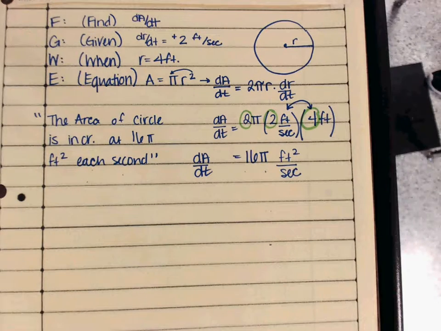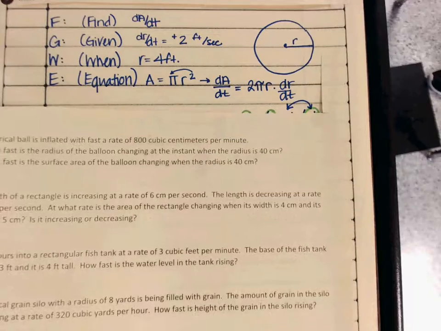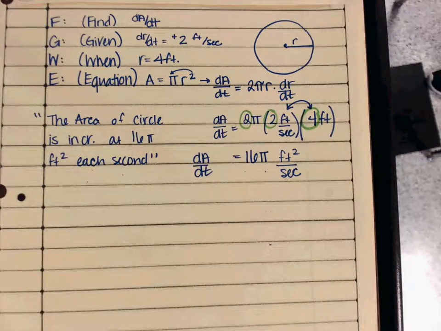Okay, next one that we're going to do is going to be a spherical ball is inflated. That one. A spherical ball is inflated with, it should say air, at a rate of 800 cubic centimeters per minute.